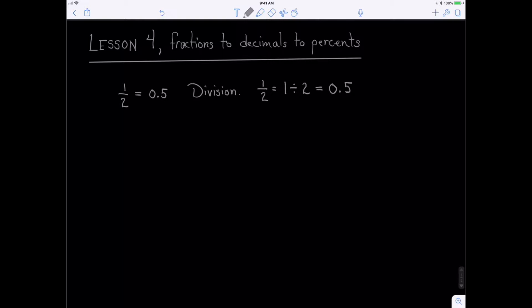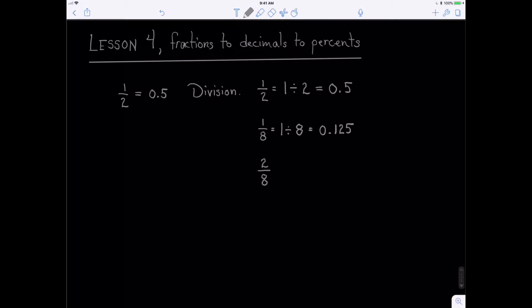Another example might be the fraction, let's try 1/8. If you have the fraction 1/8, well, that means you take 1 and divide it by 8, and the answer is 0.125. Let's try something a little bit different. Let's try 2 divided by 8.